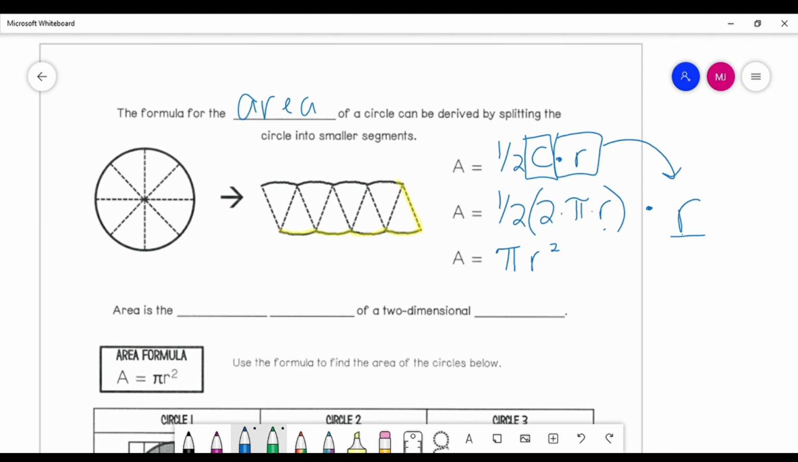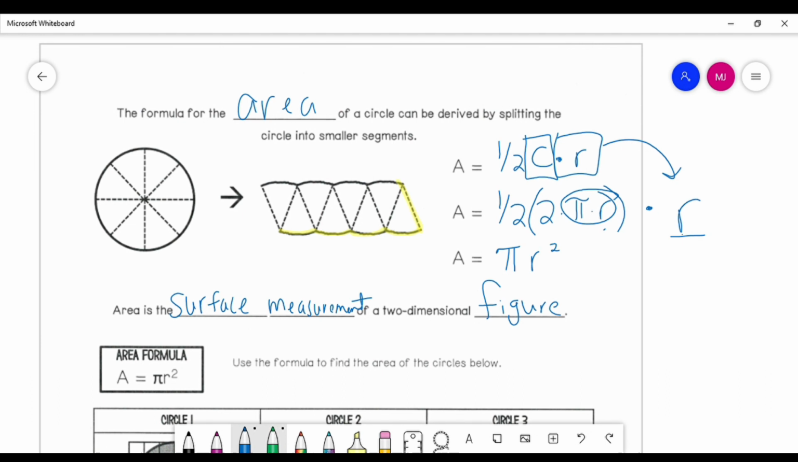So when it took this, put them together. Area is the surface measurement of a two-dimensional figure. Two-dimensional just means you could draw it on paper. So it's flat. It's got two dimensions, length and width. It doesn't have height.